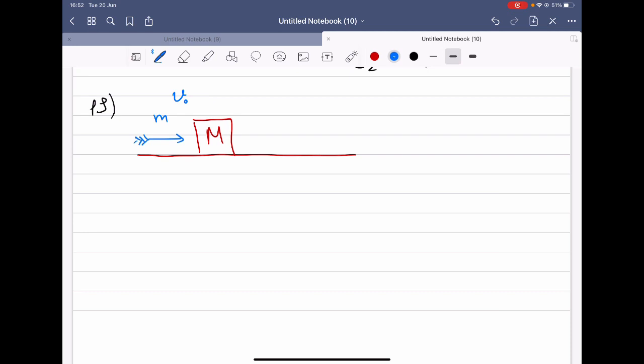Now, after that, it hits the block, it embeds and it slides. So suppose that it moved a certain distance before it stops. It also has kinetic friction, mu. What else? So we have to find the distance when the block stops. So how can we find it?